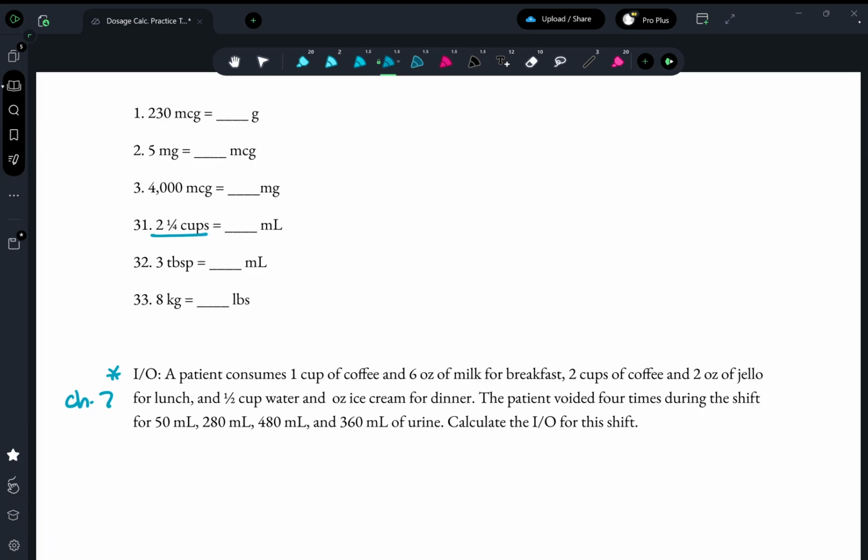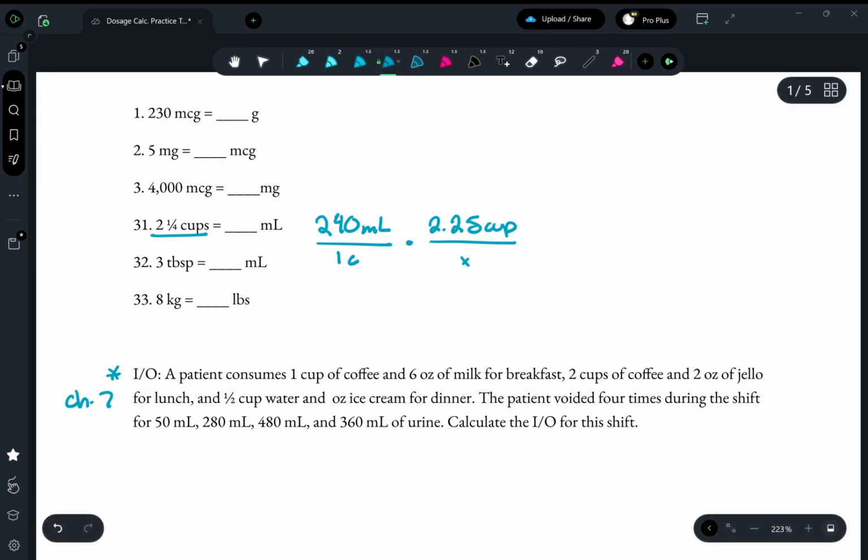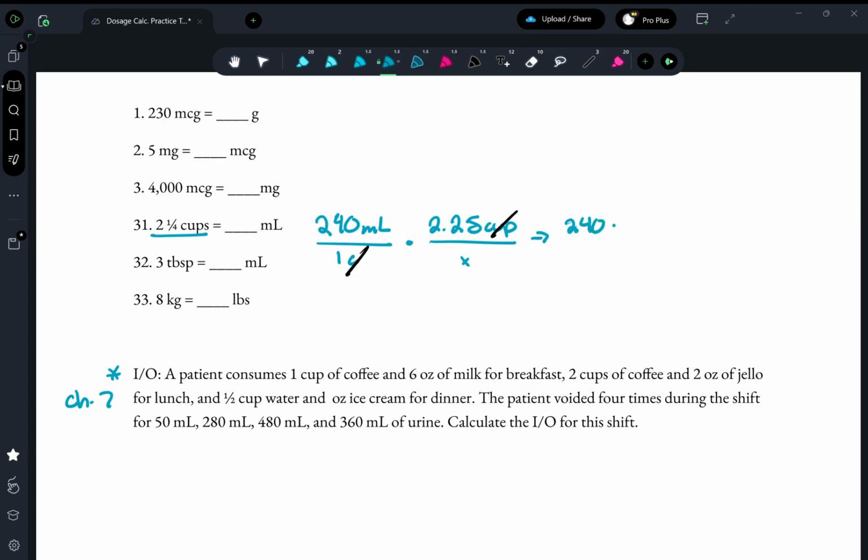So we know that there is 240 mLs per 1 cup. And then we have 2 1/4 or 2.25 cups. And then this is just what we want. And so the way this works is you cross out your units that are repeating. Then you get 240 times 2.25 divided by 1. And then that's going to end up being 540 mLs. So that's the dimensional analysis way to do it.